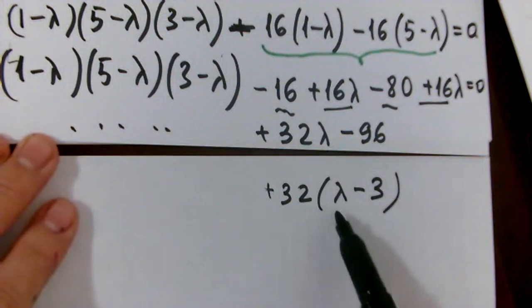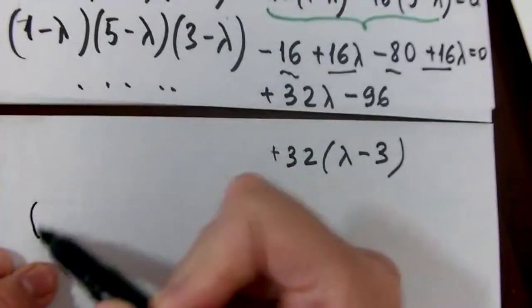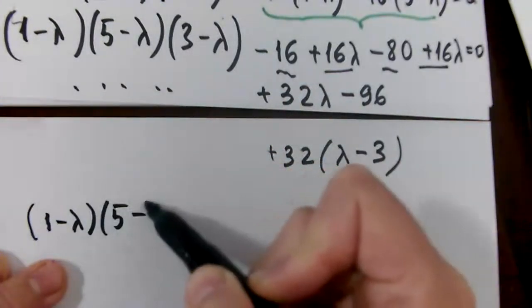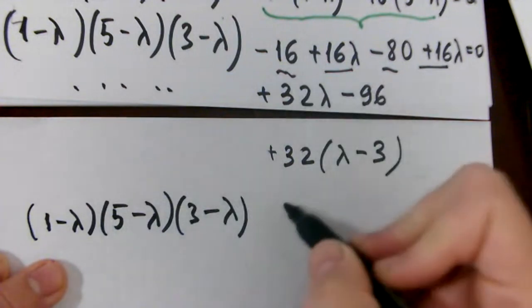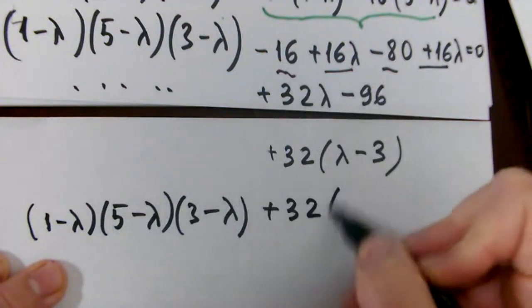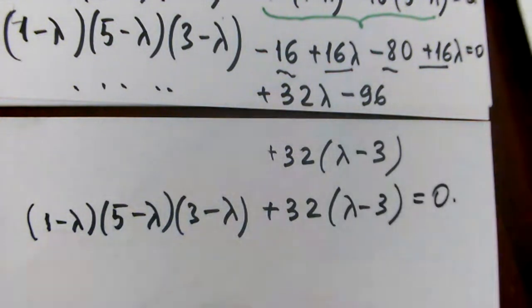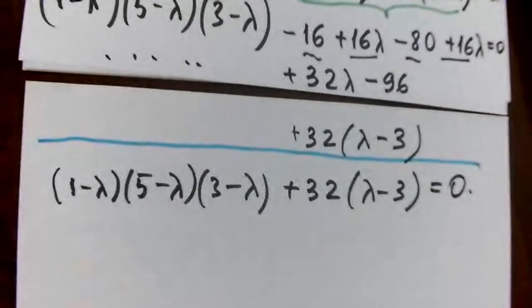Good news, by the way, guys. Look at this. My handwriting is not very neat. I'm going to rewrite everything now. So the first term, 1 minus lambda, 5 minus lambda, 3 minus lambda, okay? And the second term, it's time to rewrite it. Plus 32 times lambda minus 3 is equal to 0. So this is our result after so much suffering, I would say. I hope you can clearly see it.